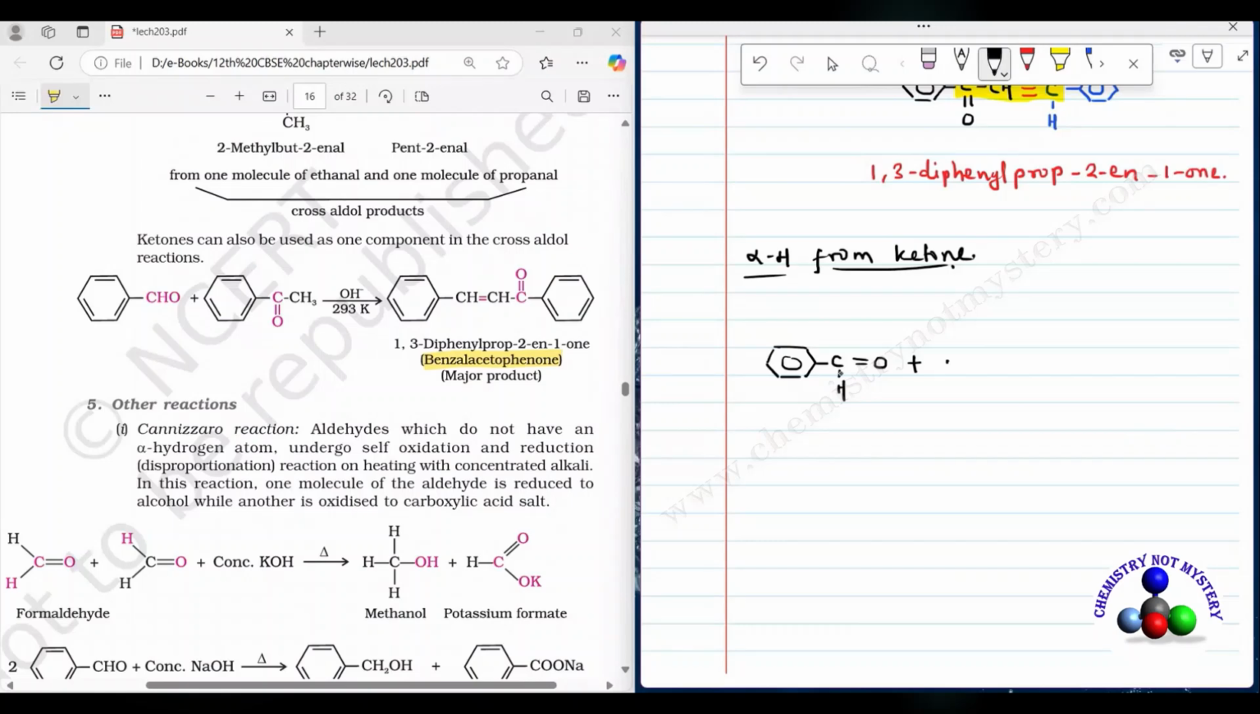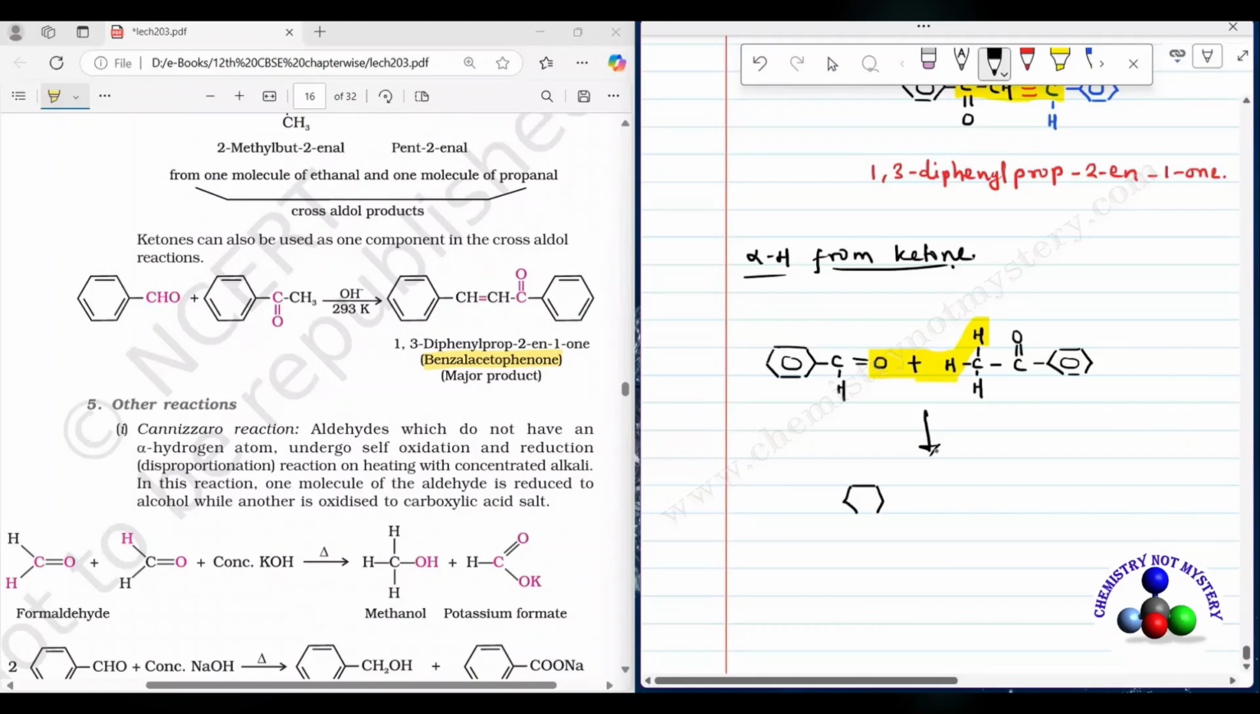So here we have to write CH3. Now here this is the carbonyl carbon, and here it is bonded with the benzene ring. Now remove a water molecule. Oxygen has to be removed from the aldehyde and alpha hydrogens have to be removed from the ketone. Now join both the molecules to get the aldol condensation product.